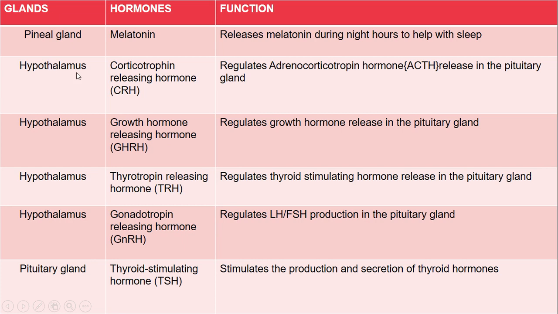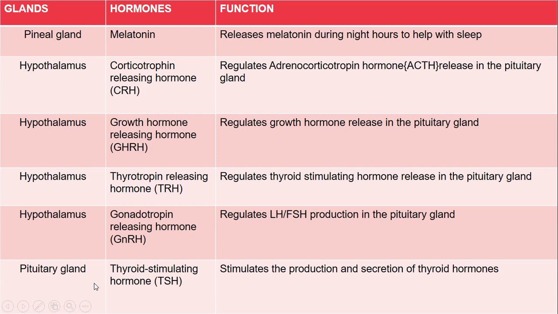Okay, so this is like a cycle. Now, this hypothalamus releases corticotrophin releasing hormone. This releasing hormone helps the pituitary to release the adrenocorticotrophin hormone. In the same way, the hypothalamus releases growth hormone releasing hormone. It helps to regulate the growth hormone release in the pituitary gland. Thyrotrophin releasing hormone regulates the thyroid stimulating hormone release in the pituitary gland. Gonadotropin releasing hormone regulates the LH, meaning luteinizing hormone, and the follicle stimulating hormone production in the pituitary gland. So simply, the hypothalamus gives signal to the pituitary gland to release all the hormones.